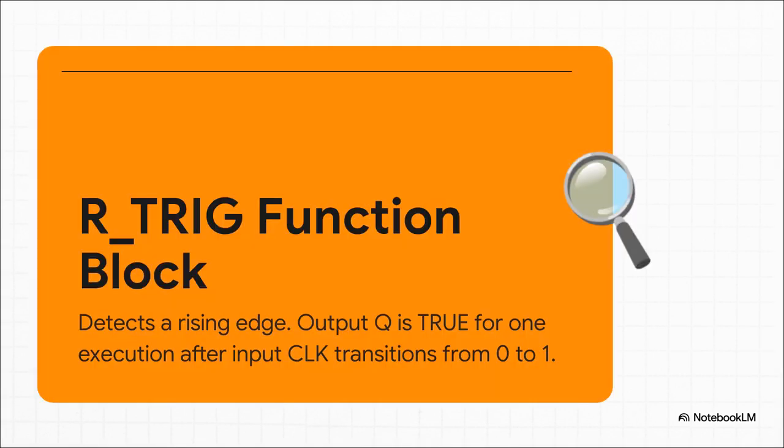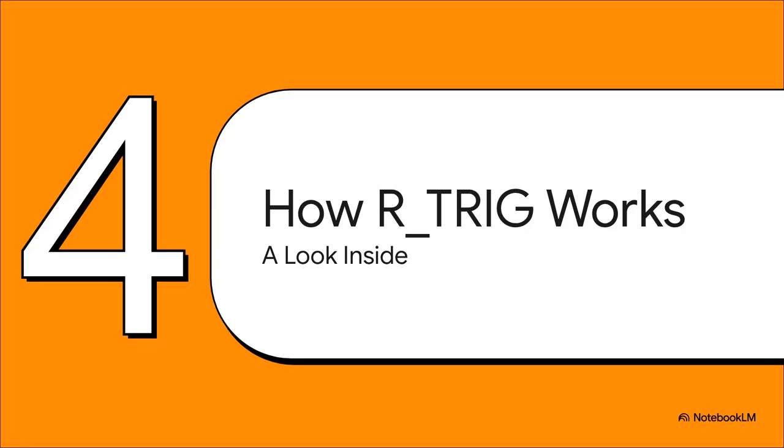And this is the tool for the job, the R_TRIG, or rising edge trigger. It's a standard function block defined right in the IEC 61131-3 standard. Its entire purpose in life is to watch one signal, and the very instant that signal rises from false to true, it gives us a clean, single pulse that lasts for exactly one scan cycle. That's it. So how does it pull this off? Well, the mechanism behind it is incredibly simple, but it's also kind of brilliant. Come on, let's peek under the hood.